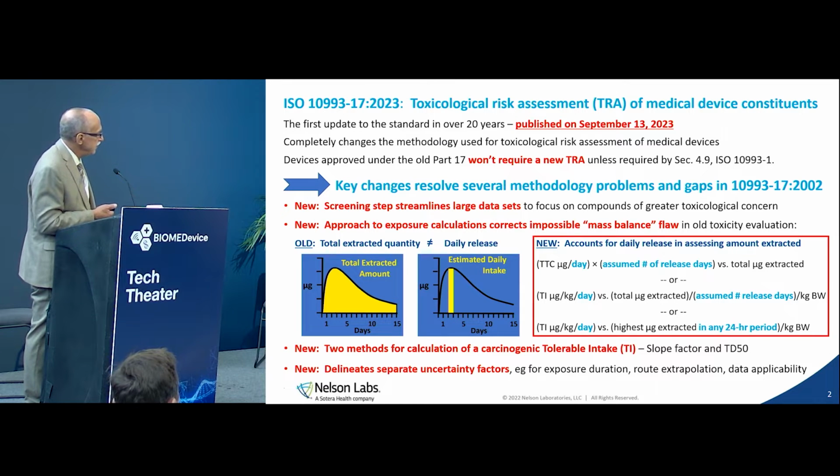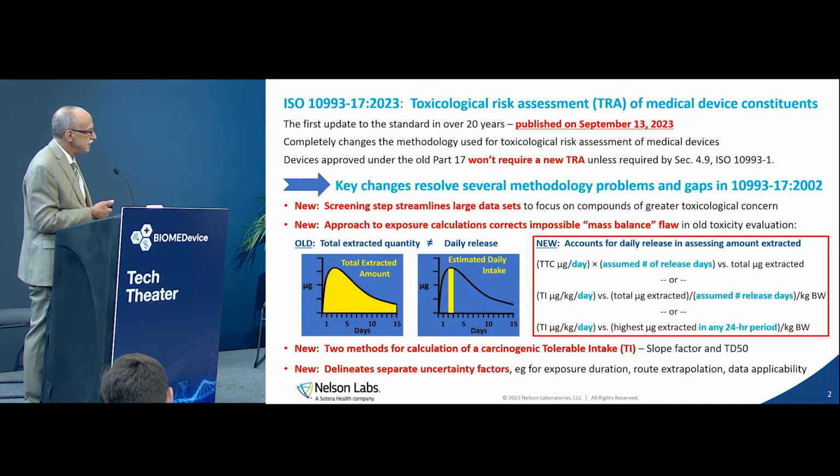There are 3 different ways: one using a generic toxicity threshold times an assumed number of release days. Another way is using a chemical-specific threshold, in micrograms per kilogram per day, versus the total extracted from the device divided by an assumed release day. And the last is using a sequence of extractions every 24 hours, and you can compare the toxicity value in micrograms per kilogram per day to the highest amount extracted from any one 24-hour period.